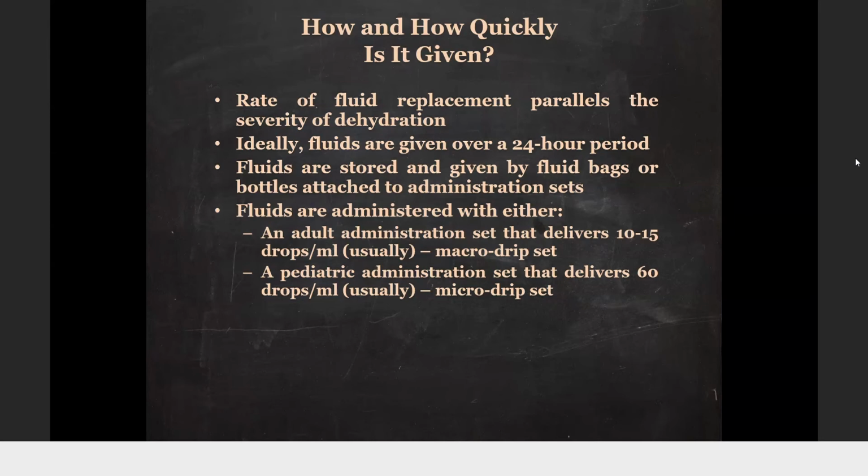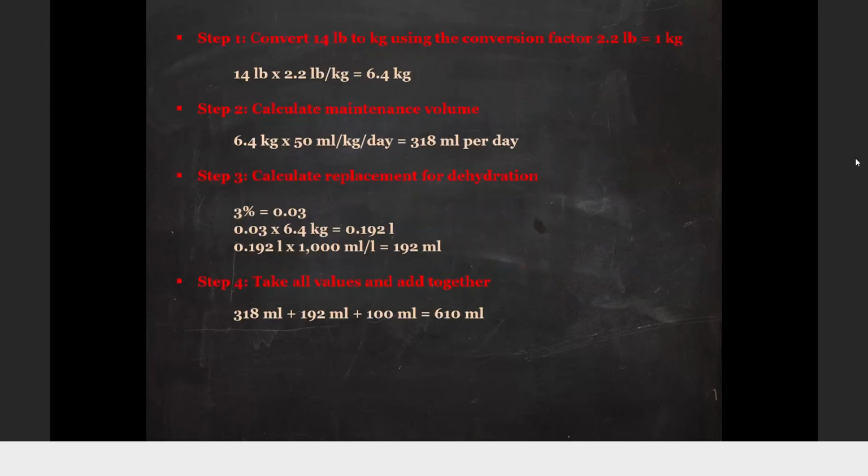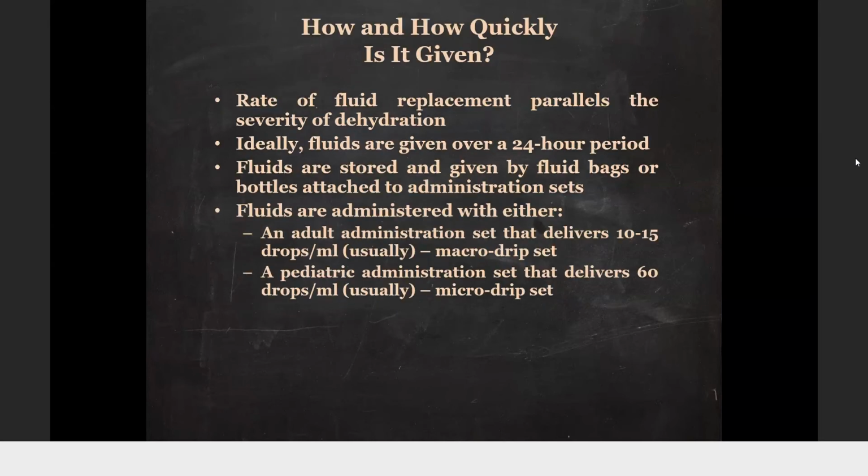Instead of giving that 610 ml spread over 24 hours, you can give maybe 10 ml in 12 hours. The only thing you have to do is adjust the drip set, the flow of the drips, for it to be faster for the animals to absorb the fluids much more quickly.